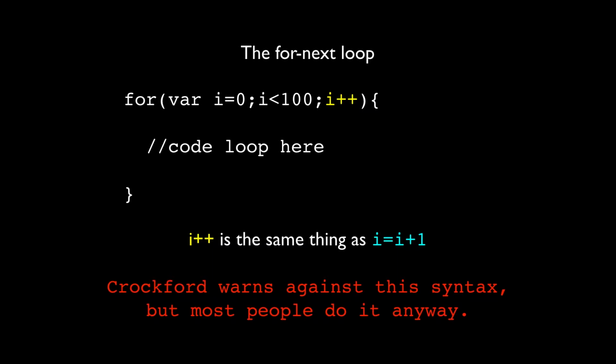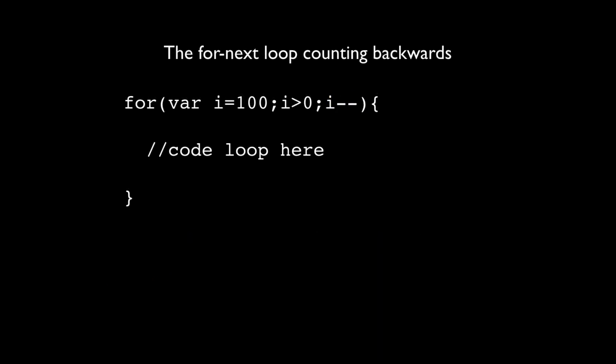All right, I wanted to show you something else interesting on the next slide. What if you wanted to count backwards? Well, you can do that. You just start at the upper bound for your count. Your condition then is i greater than 0, and then you're doing i--, a decrementer instead of an incrementer. So other than that, it's the same thing. So you can count up or you can count down.